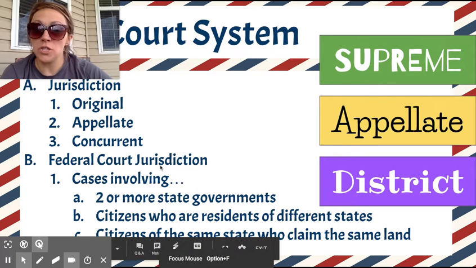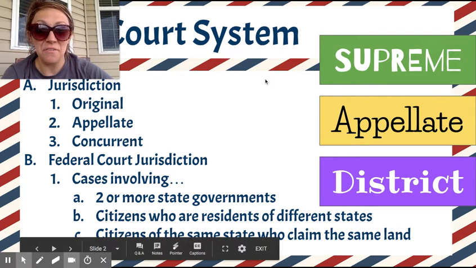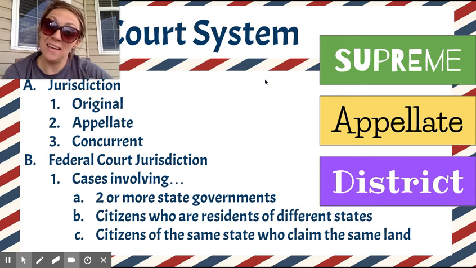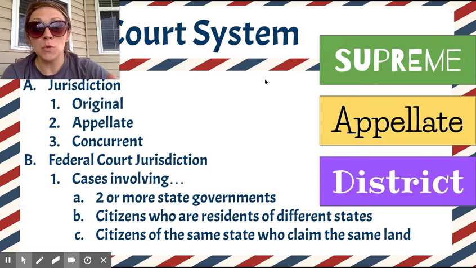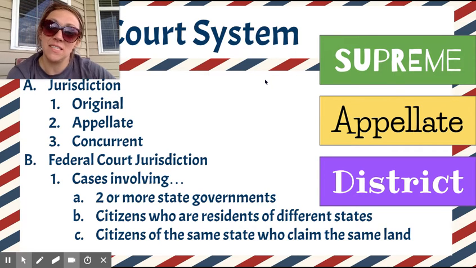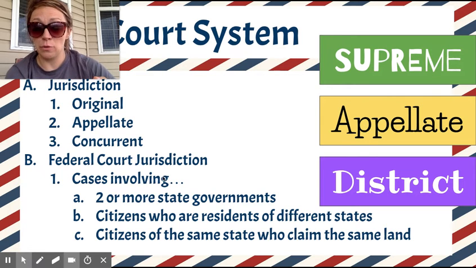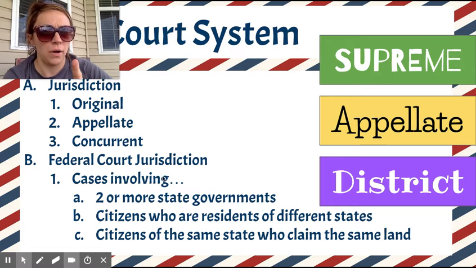So federal court jurisdiction, or the area of influence for all three of these courts, is going to be cases that involve two or more state governments, citizens who are residents of different states, and citizens of the same state who claim the same land, okay? So if there's a case that involves two or more state governments, why do you think the federal court system would step in and the state court would just not handle it?